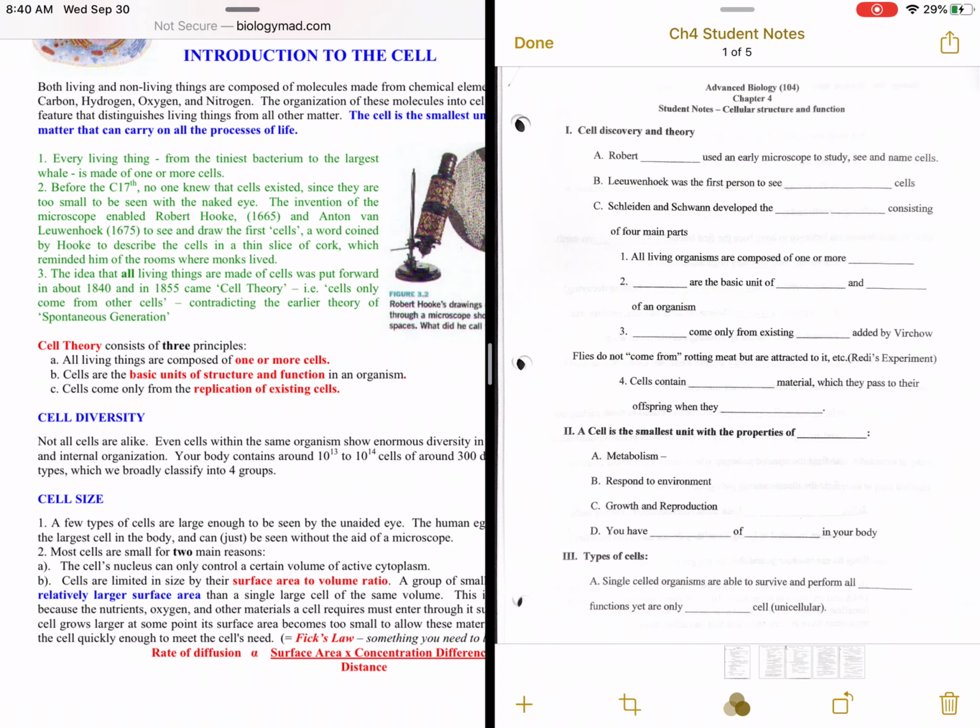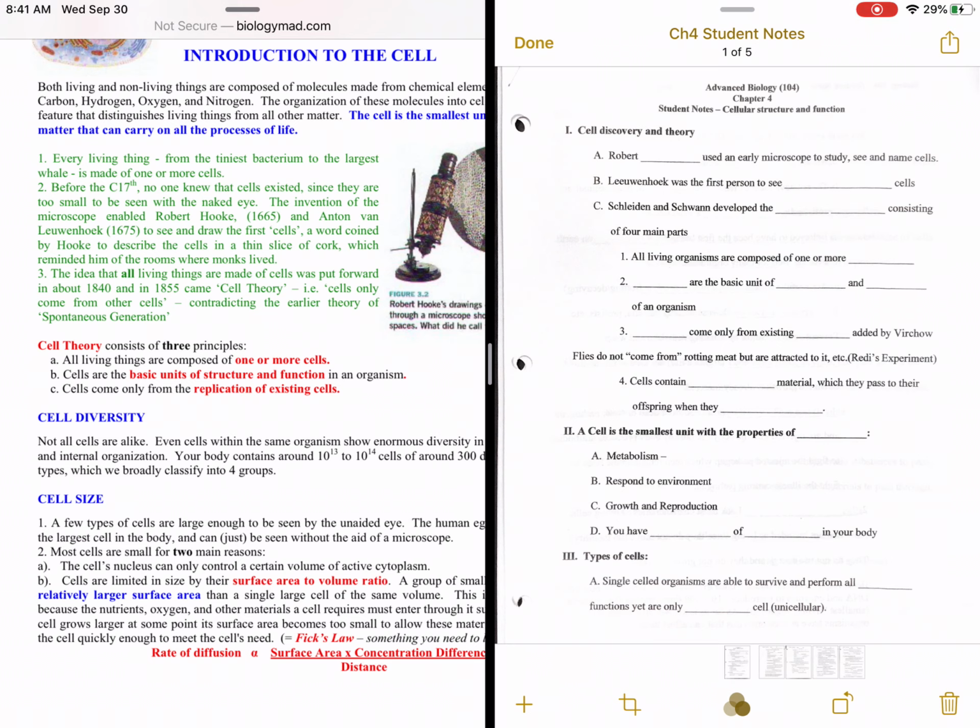The last part is cells contain hereditary material which they pass on to their offspring when they divide. A cell is a small unit with the properties of life. And you have to have all of the properties of life, be able to do them all, to be considered living. Metabolism is basically all the chemical reactions that cause life to happen, so it's doing its own chemical reactions. The ability to respond to its environment, the ability to grow and change over time, the ability to reproduce.